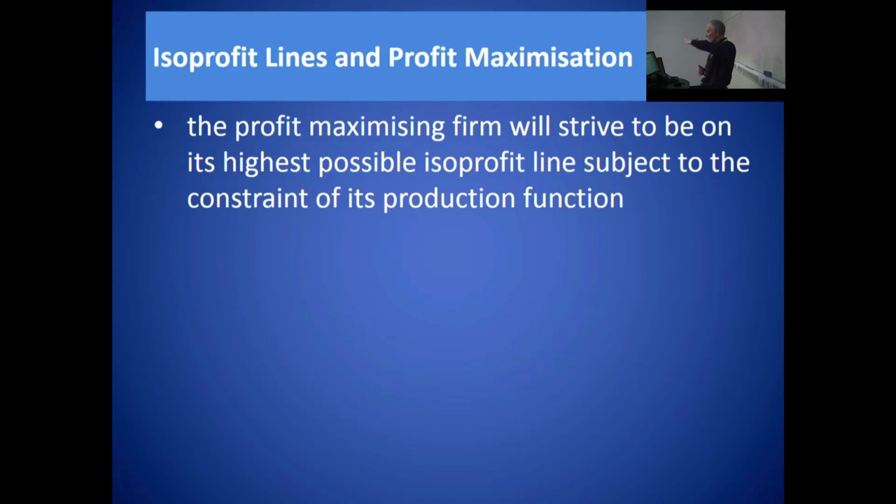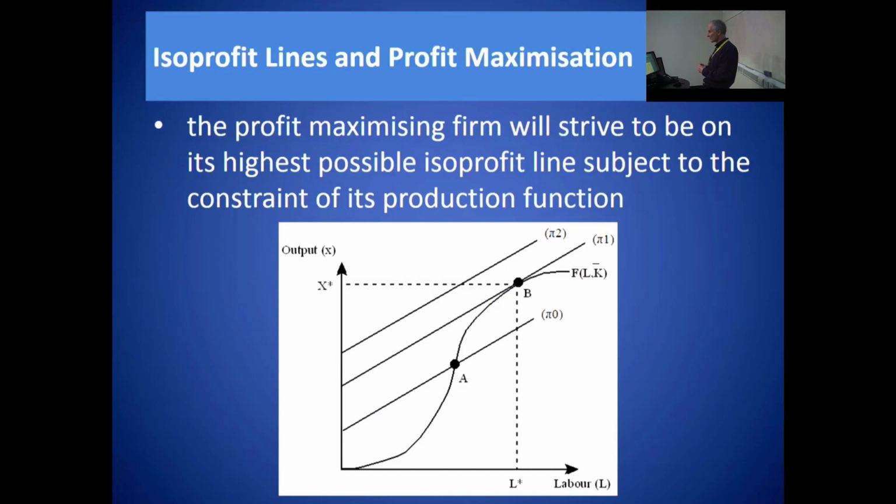We've got these iso-profit lines, and a firm that wants to maximise profits will wish to be on the highest possible iso-profit line. But its ability to reach any iso-profit line is subject to its production constraint, subject to the constraint of its production function. And so, that's what we need to do, to find out of all these iso-profit lines that a firm faces, which is the highest one it can reach. Well, it's that one which is also along its production function.